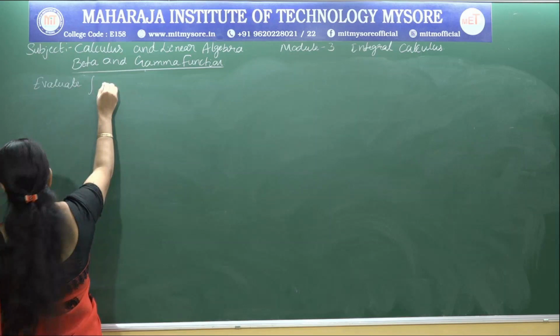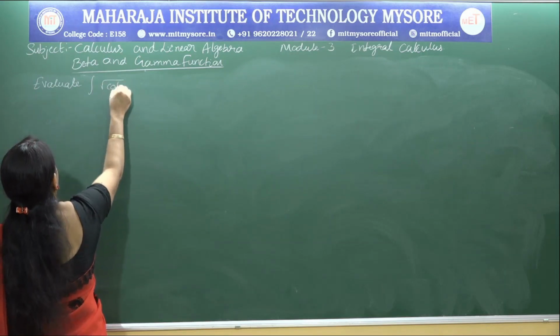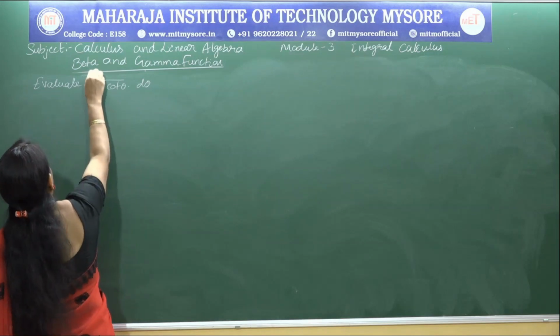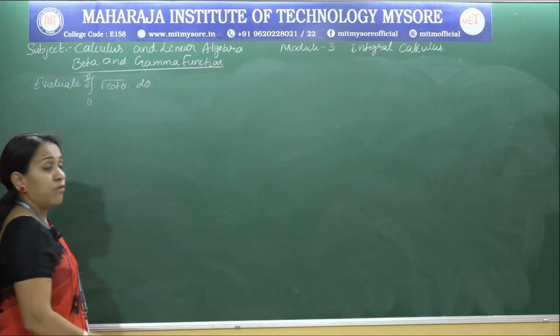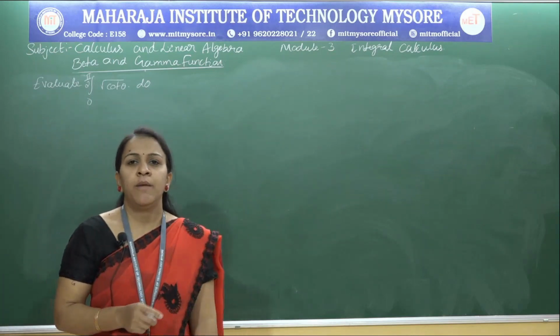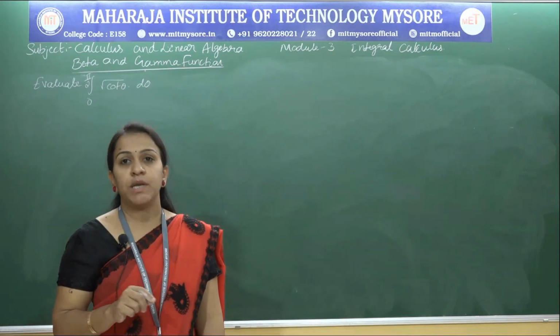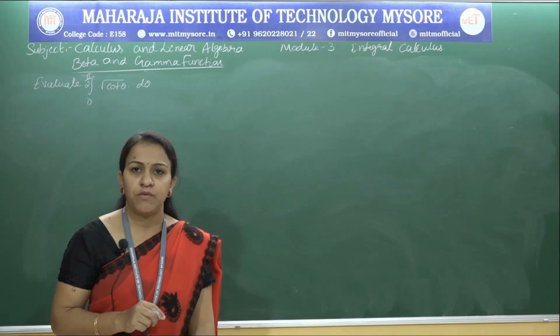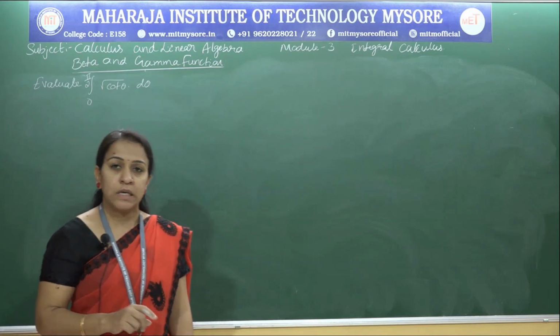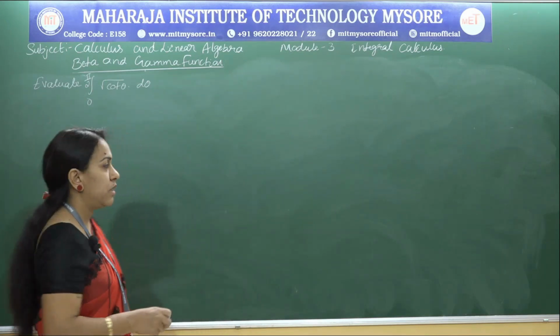Evaluate the integral of root cot theta d theta between the limits 0 to pi by 2. Of course, as I told you in the previous problem, whenever you have a log, that should be a gamma function. Similarly, whenever you have a trigonometric function, that will reduce to a beta function, for which we have a standard result, right?